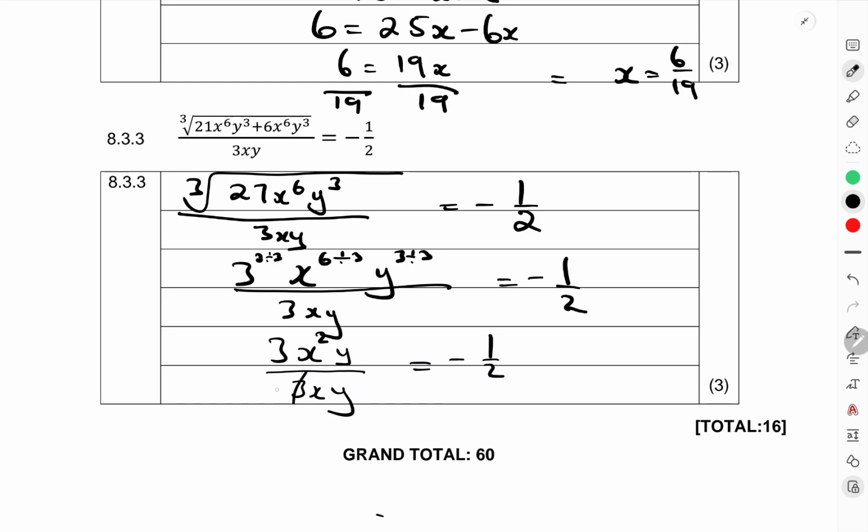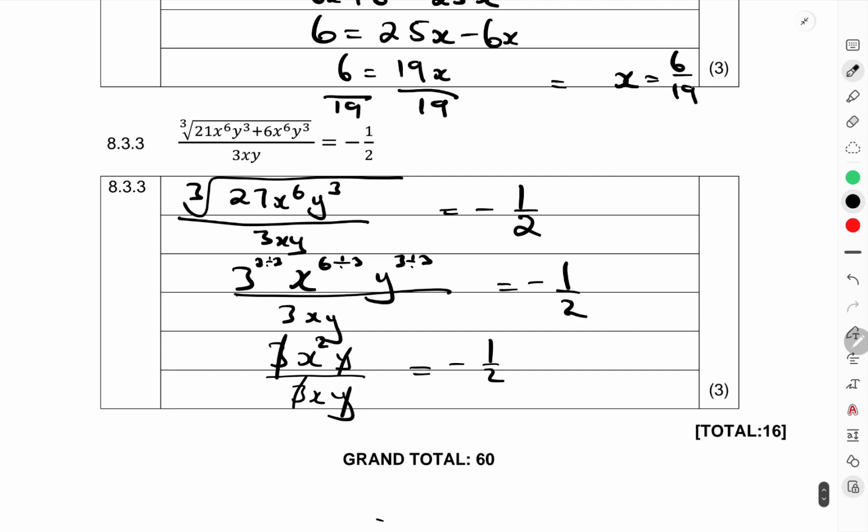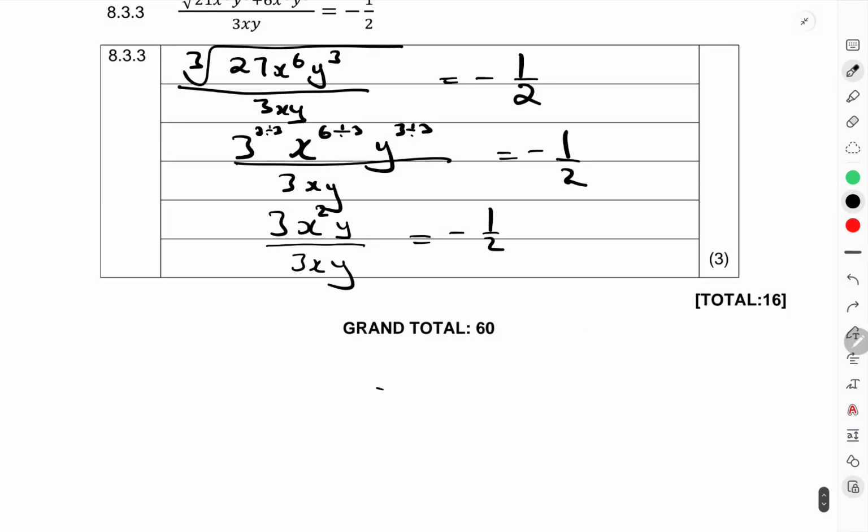Now this 3 and this 3 is the same as 3 divided by 3, which is 1. And this particular y and y is the same as y divided by y, which is going to be 1. Or we can use another method as well. When the bases are the same and we're dividing, what do we do? We subtract the exponents. Meaning I'm going to have 3 to the power of 1 minus 1, because this base and this base, they are the same, and I'm dividing, therefore I should subtract the exponents.